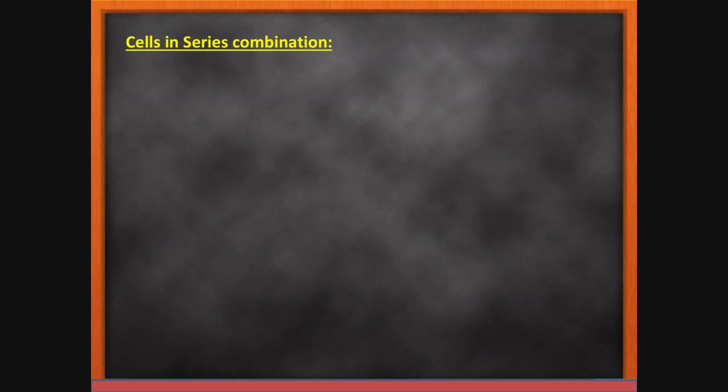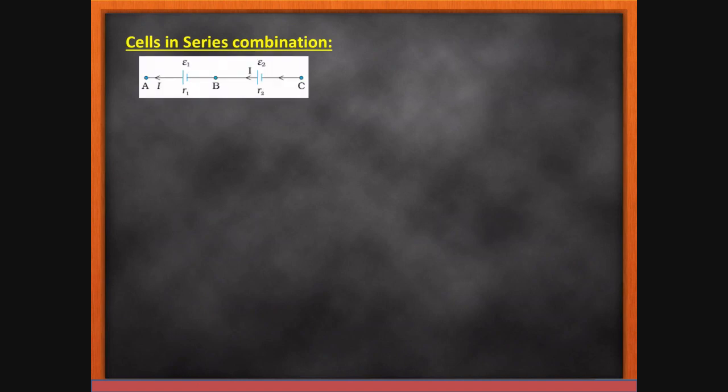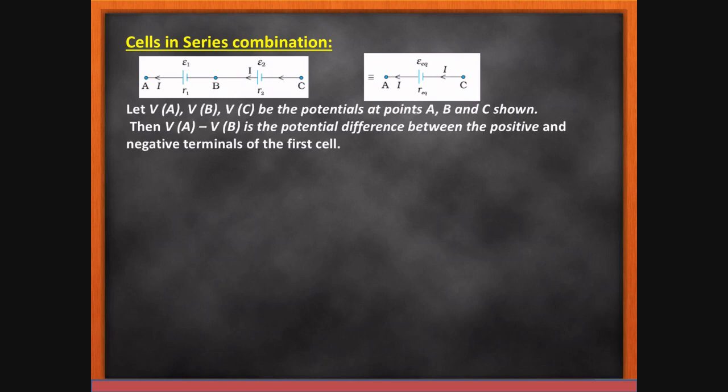Now, cells in series combination. Consider two cells in series, E1 and E2, having resistances R1 and R2, and we have to find their equivalent EMF and equivalent resistance. So there are 3 points A, B and C. Let the potential at point A be VA, at point B be VB, at point C be VC, and the potential between A and B is VA minus VB.